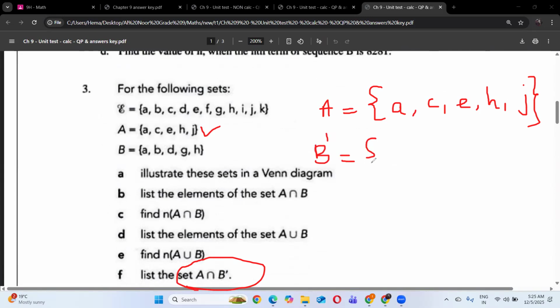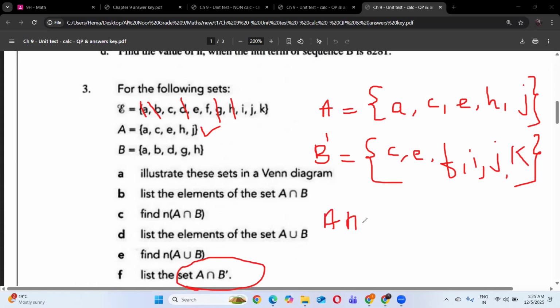Next, B complement. B complement means what is the meaning of B complement? Not B. What is B? Cancel out. This is B. This is also B. This is B. So what is not B right here? C is not belong to B, E, F, I, and J, and K. So this is B complement.